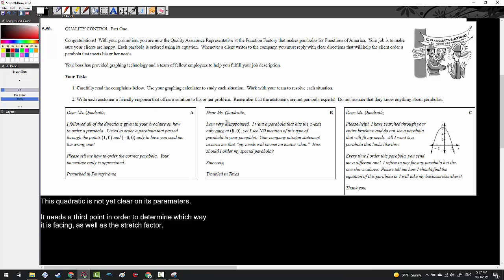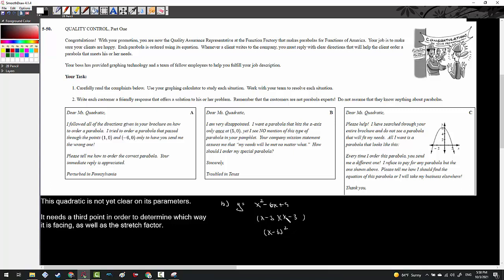Let's see. The next one, in B, says, "Dear Miss Quadratic, I'm very disappointed. I want a parabola that hits the x-axis only once, and yet I see no mention of this type of parabola in your pamphlet. How should I order my special parabola?" If they want a parabola that only hits the x-axis once, we've been through this before, where we want them to order a perfect square trinomial. An example of this would be something like y equals x squared minus 6x plus 9. Because we know that this factors into x minus 3 times x minus 3, or more to the point, x minus 3 squared.